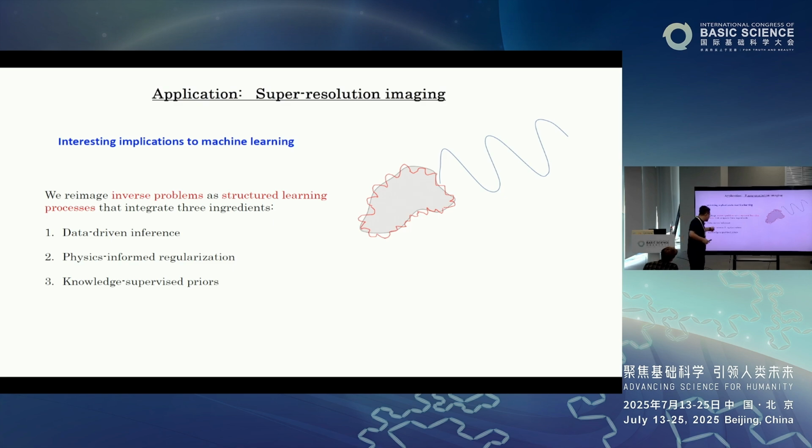And also we do this physics-informed regularization, and we incorporate the physics into the learning process. That's what everybody talks about nowadays. But beyond that, I want to show that knowledge supervision is also a crucial ingredient. Just based on these two ingredients, data-driven and physics-informed, even if you keep giving all the possible data, you will not find this trapped mode.